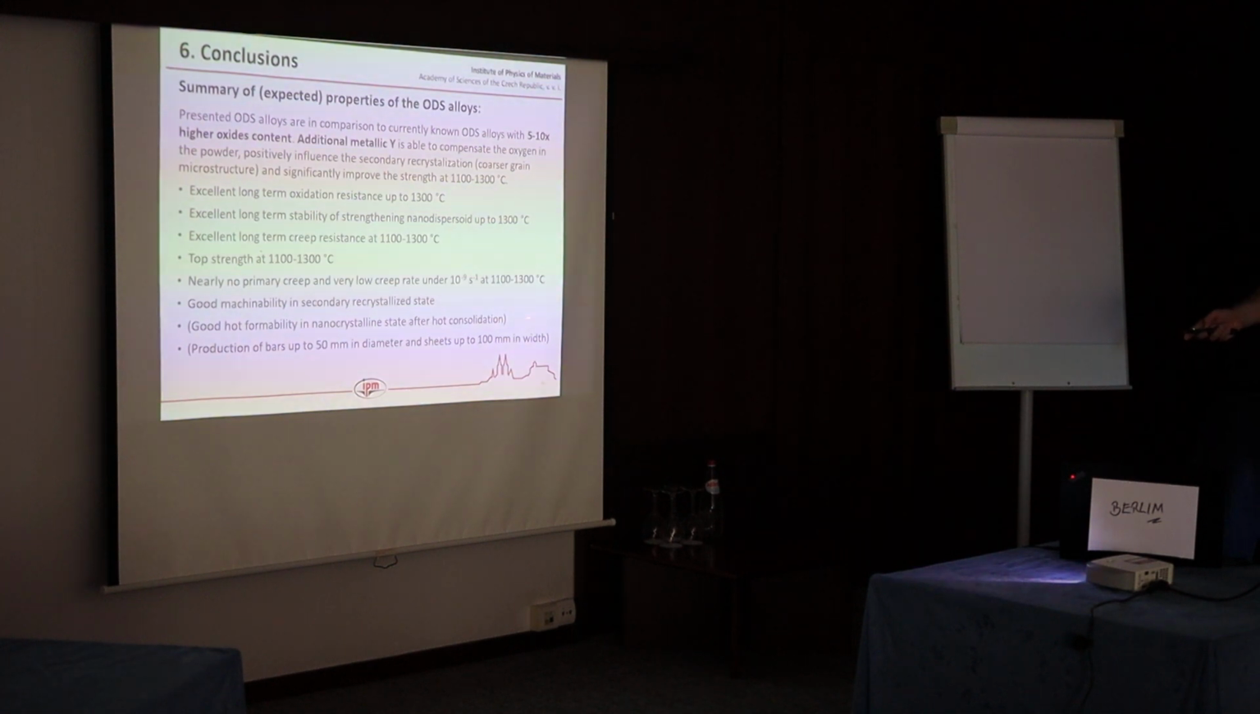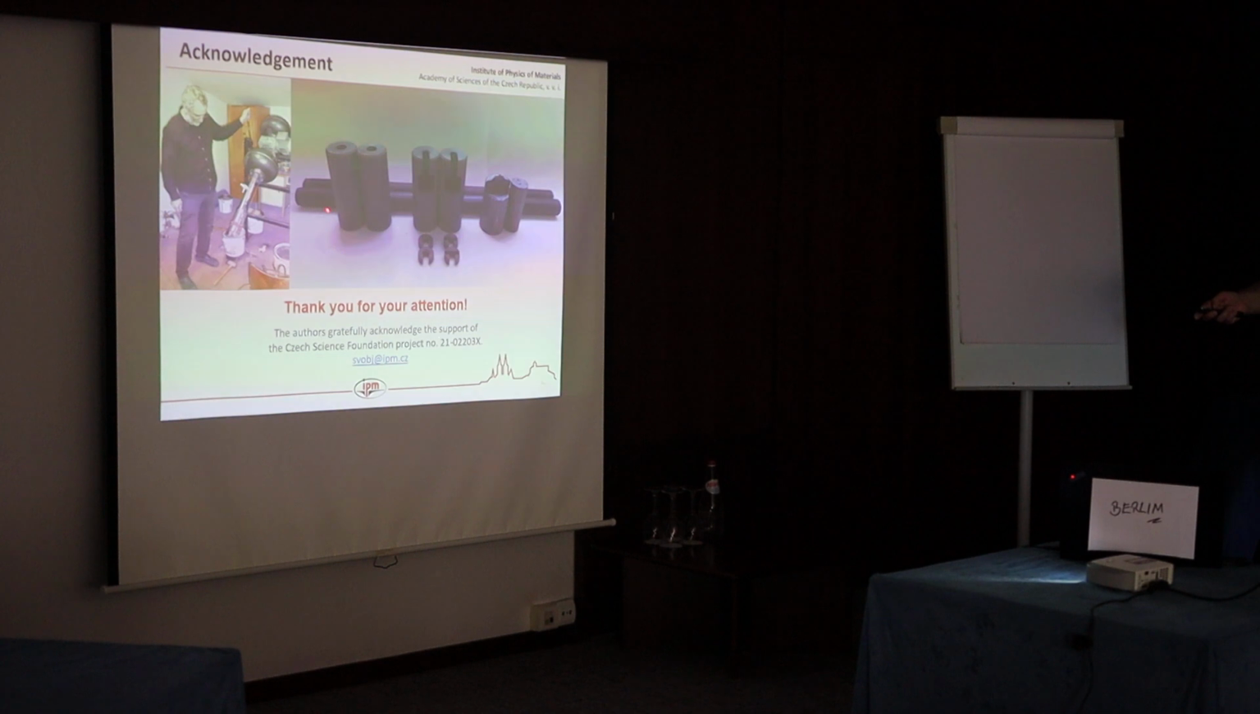So we will now focus on the formability, so we want to try forging of these alloys and so on. And we can produce bars of about 50 millimeters in diameter and sheets about 100. So these are the grips for our creep machine, which were produced from this alloy, and this is Jarý Svoboda, who is the main leader of the project which we are having for funding. So thank you very much for your attention.